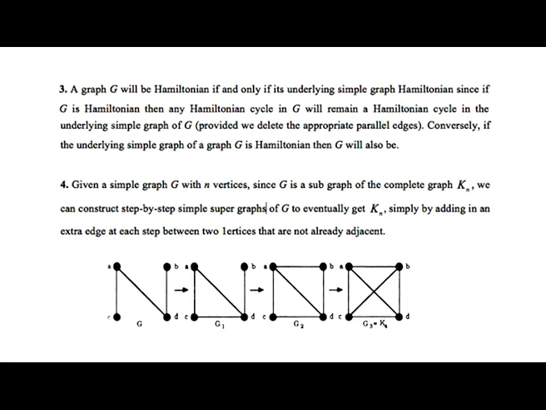Fourth one, given a simple graph G with n vertices, since G is a subgraph of the complete graph Kn, we can construct step by step simple supergraphs of G to eventually get Kn simply by adding an extra edge at each step between two vertices that are not already adjacent. We illustrate this by the figure.